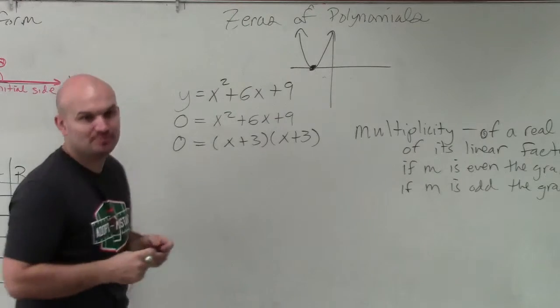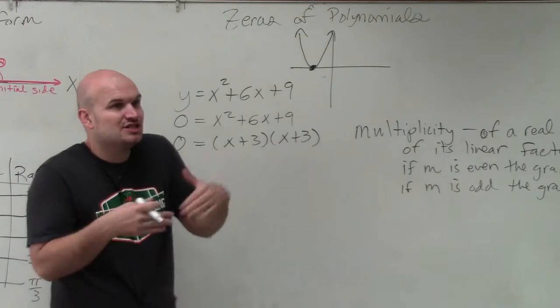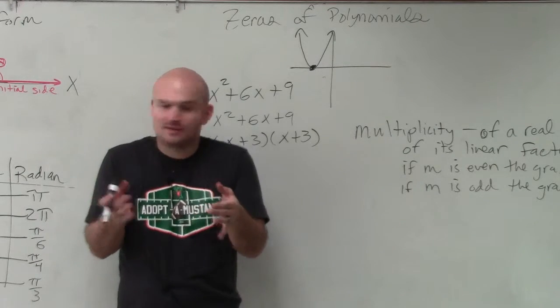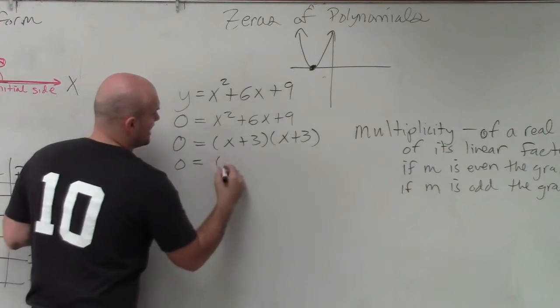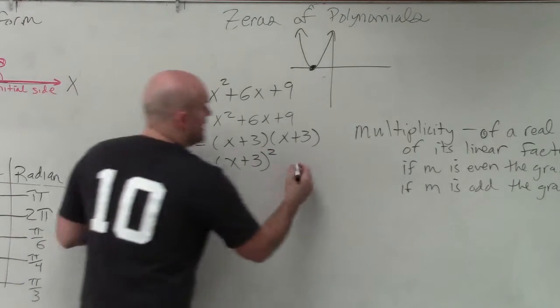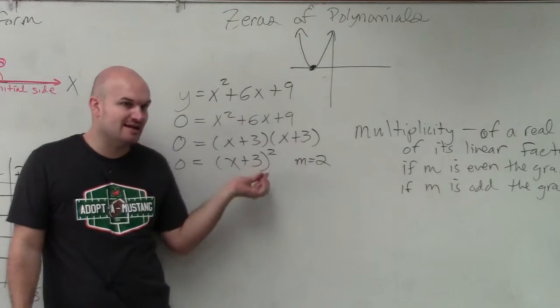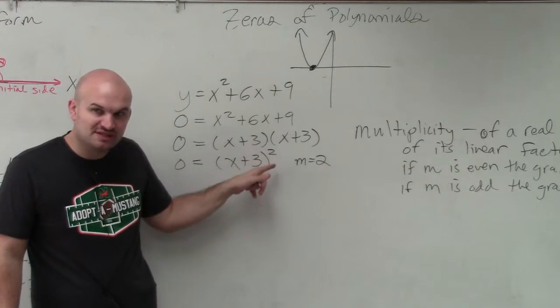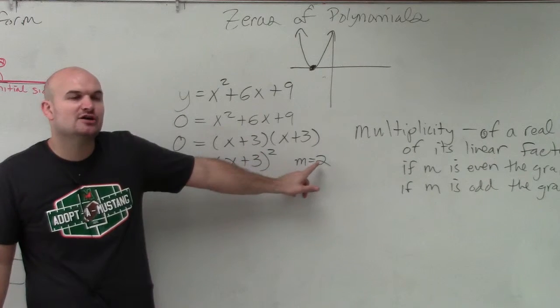That's kind of what multiplicity is. Okay? It's still giving you your two solutions. It's just that they're exactly the same. So then I could rewrite this as x plus 3 squared. M is equal to 2 in this case. Do you guys see how I wrote the linear factor? 2 is my multiplicity. Does everybody see that? That's my multiplicity. So what does that tell you about this graph?